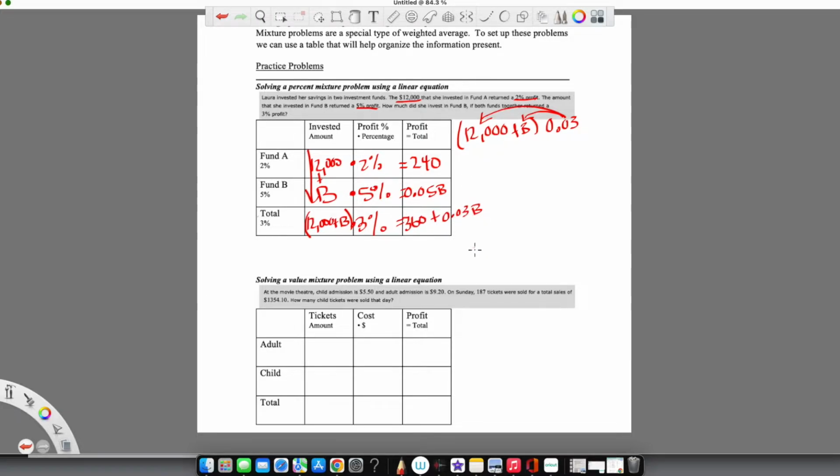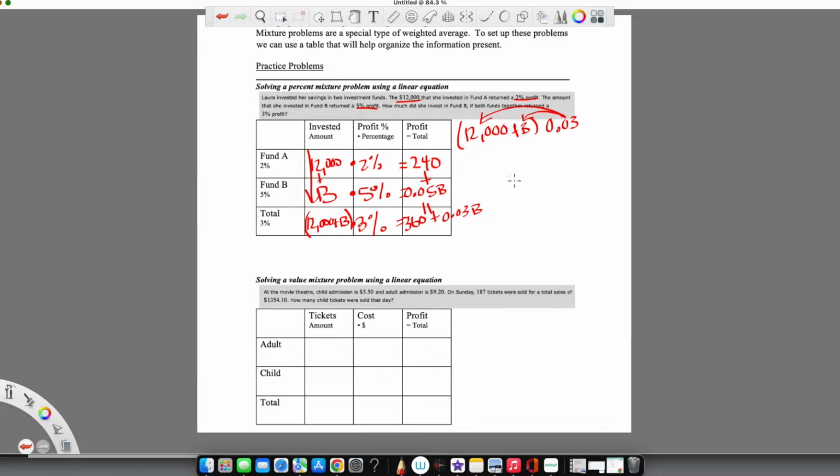Alright, so now that I have this part set up, I can actually set up an equation, because the 2 added together here should equal the total. The profit from the 2 should equal the total profit.